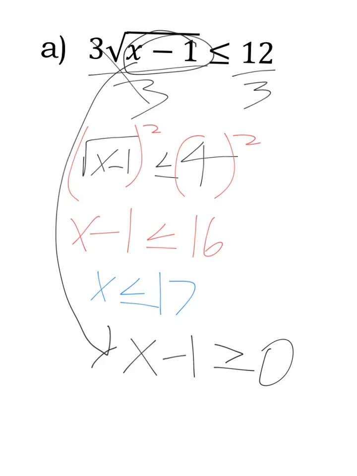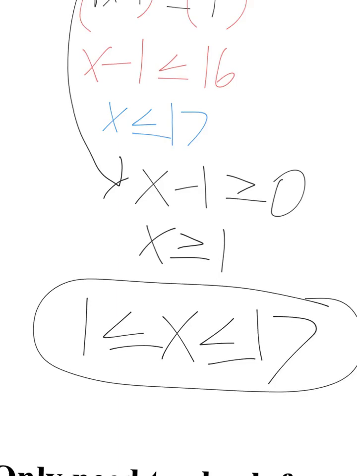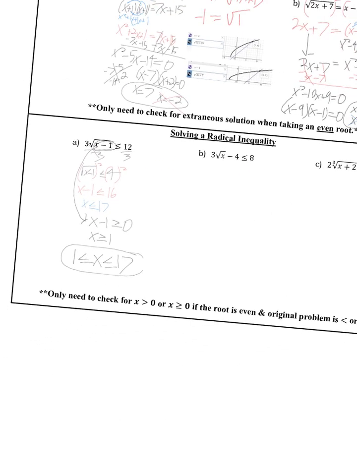That being said, what number minus 1 is greater than or equal to 0? So I say x is greater than or equal to 1. If you have answers going in opposite directions, you can say it like this: 1 is less than or equal to x, which is less than or equal to 17. That's how you would officially phrase it. But if you were a student of mine and you said this and this, I'd still give you full credit, all right? So you only need to check for x is greater than or equal to if the root is even and the original problem is less than or equal to. So this one, I will have to do what I just did, but this one, I will not have to do what I just did because it's greater than and because it's an odd root, all right?